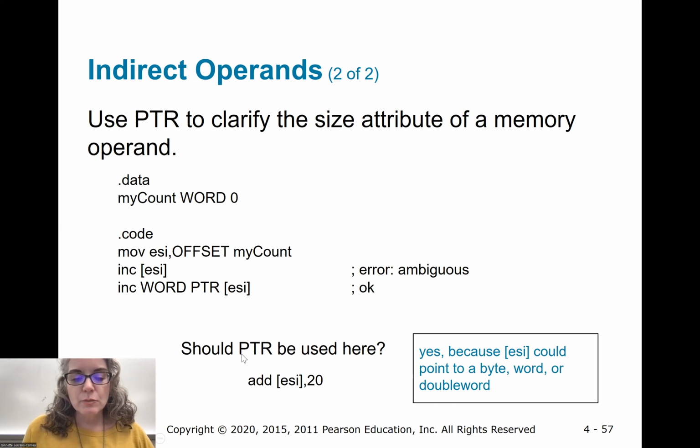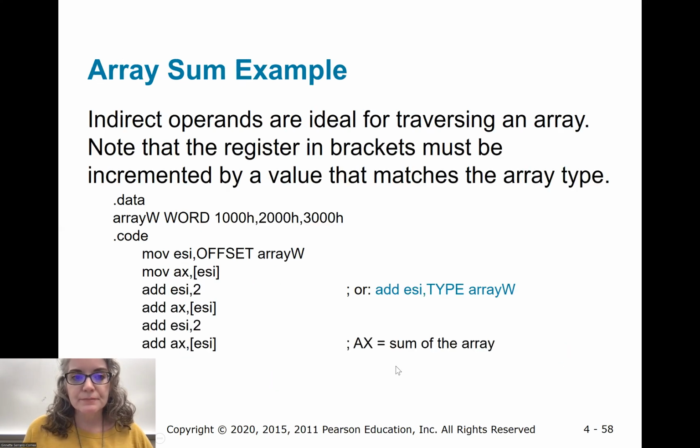So here it says, should PTR be used here? And the answer is yes, because ESI could point to a byte, word, or double. So to fix this, right in front of this bracket, we would put the size. So we put WORD PTR or DWORD PTR or whatever the size is.